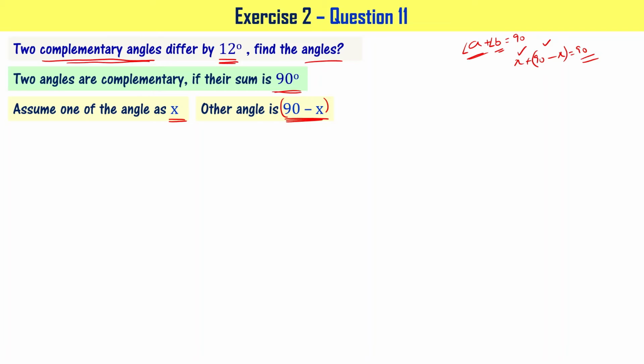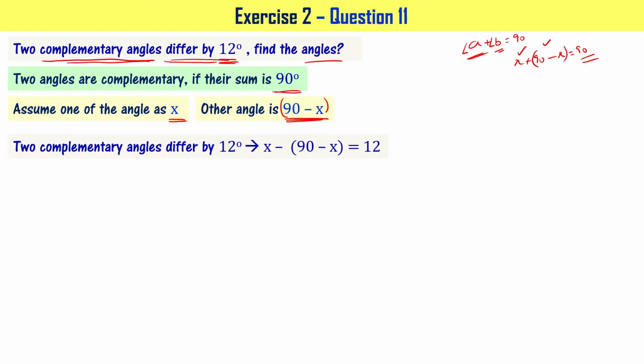Now look at this. Two complementary angles differ by 12 degrees. It means the difference between these two is 12 degrees. x minus (90 minus x) equal to 12. Let me rearrange this equation such that I can write it as x minus 90 plus x equal to 12. This is minus times plus 90 is minus 90, I have written here. Minus times minus x here is plus, that's why I have written plus x. Now you have x minus 90 plus x equal to 12.